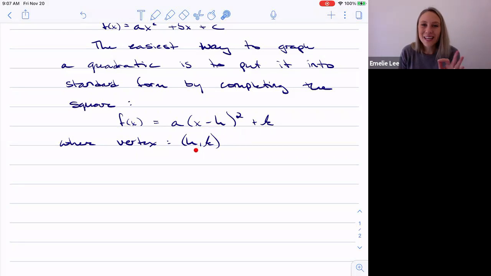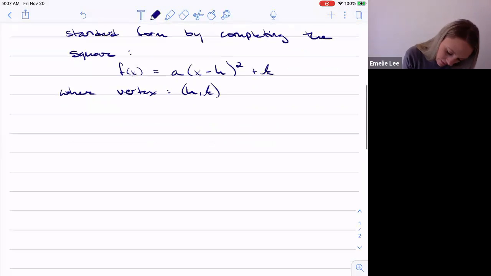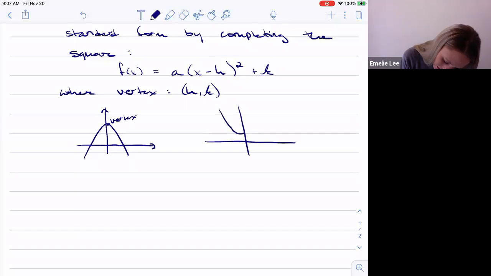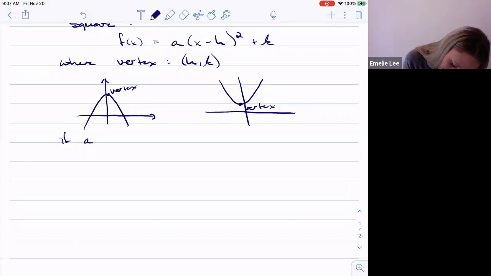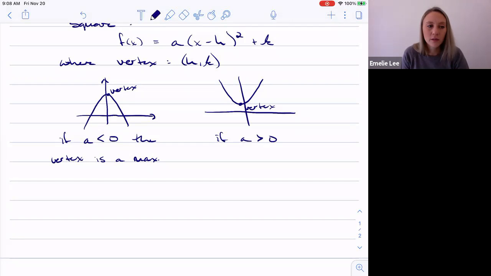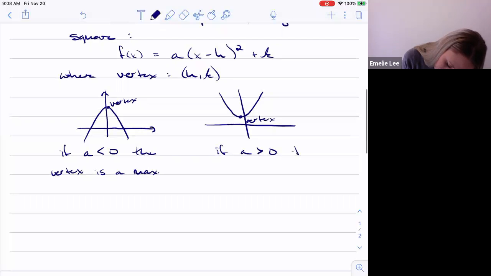So the vertex, remember, is either the maximum if it's facing down, right? So if you have a parabola that looks like this, this is the vertex. Or if you have something like this, depending on if it's facing down or facing up, the vertex is either a maximum or a minimum, right? So if a is less than 0, the vertex is a maximum, and if a is greater than 0, pointing up, then the vertex is a minimum.